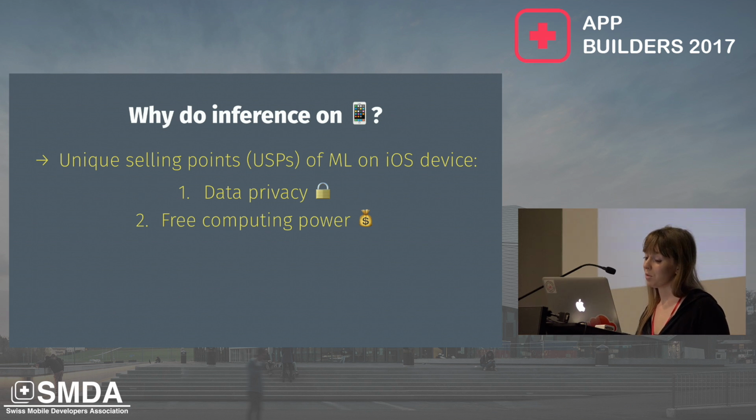So that's data privacy, and the second one is free computing power. Computing power can be pretty expensive for running some of these models, even just for inference. So especially if you're a freelance app developer or a one-person shop, it could save you some money to do this on the device. And if the user has their phone plugged in, then you don't really risk draining the battery, so you might as well take advantage of the free computing power. And these are the reasons that Apple has noted for why they're running inference in the Photos app to recognize faces.